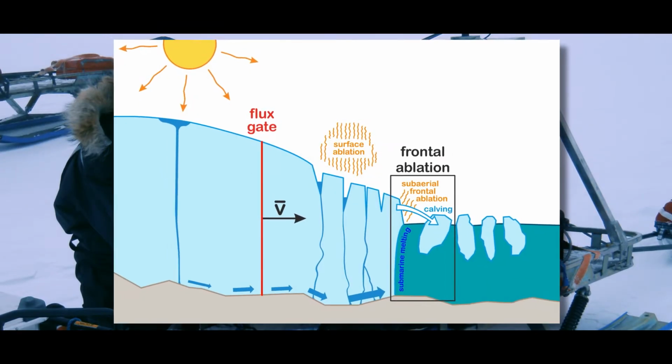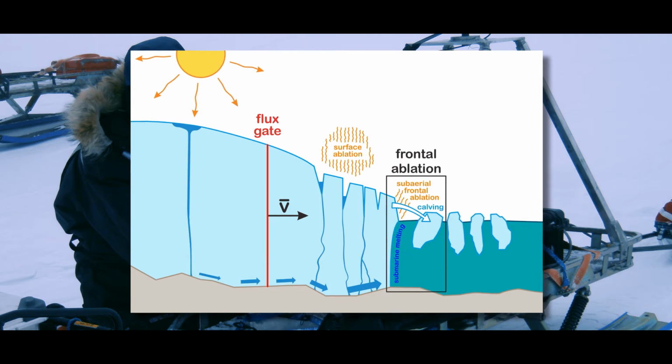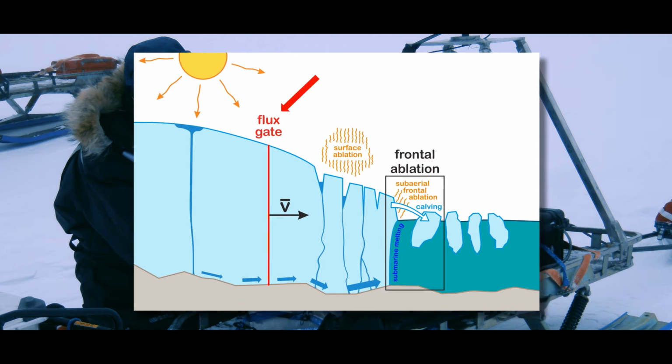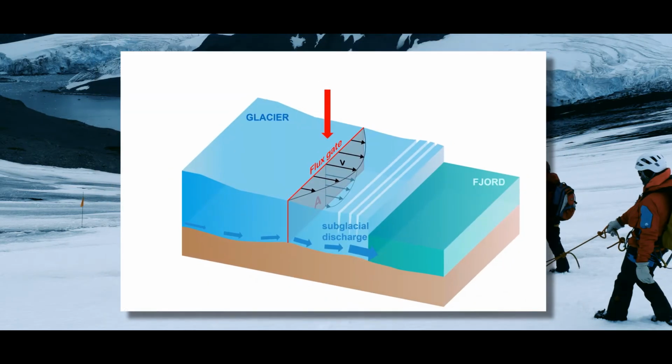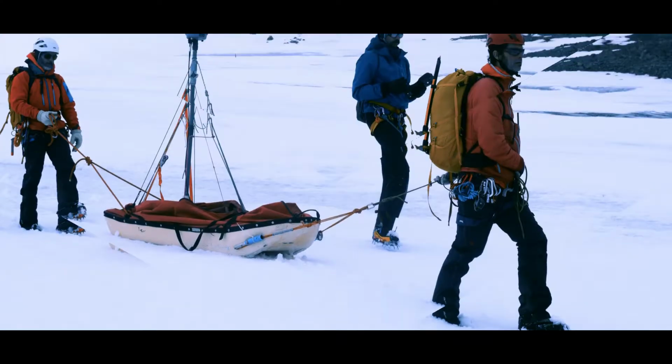Frontal ablation as a whole is often approximated by the ice discharge through virtual flux gates defined near the glacier front. The flux of ice through such flux gates is referred to as solid ice discharge or simply ice discharge.